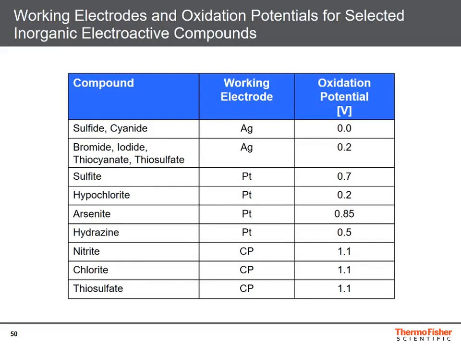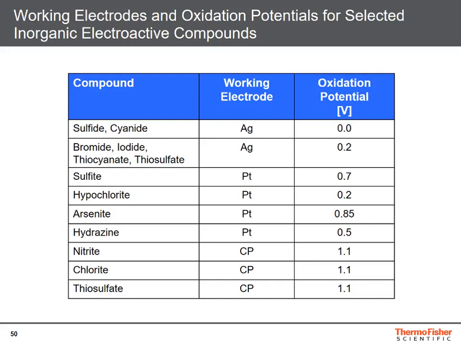Oxidation reactions are much more common than reduction reactions. In this slide we see a table with working electrodes and oxidation potentials for selected inorganic electroactive compounds. Sulfide and cyanide, as examples for toxic ions, are usually oxidized on a silver working electrode, as well as halides such as bromide and iodide, or pseudohalides like thiocyanate or thiosulfate.